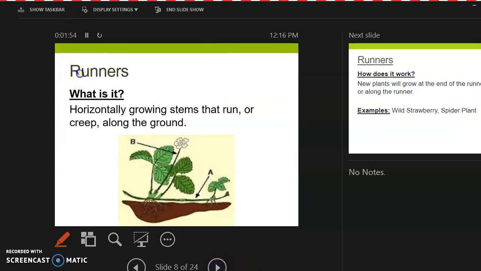So runners. So what is a runner? It's a horizontally growing stem that runs or creeps along the ground. So here's your runner, okay? Here's your runner. So this is our first plant, and it ran basically down here and created this plant.